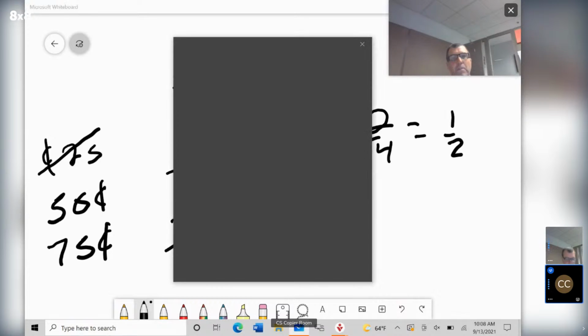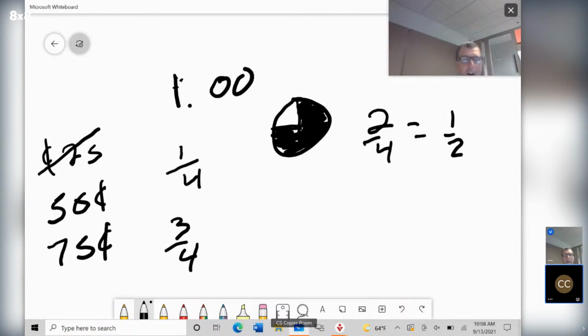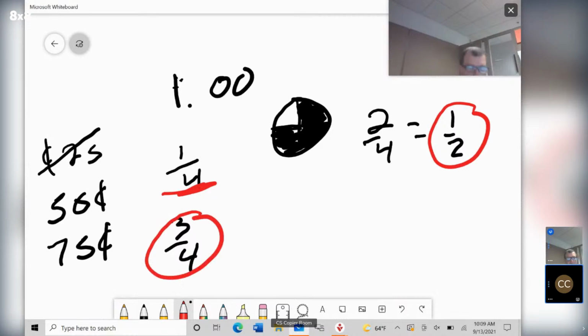So just remember, when we're doing fractions, all a fraction is, it's a part of a whole, usually less than a whole. So if we're starting with $1, each quarter is going to be a fraction of a dollar. So if you have 1/4, that would be 1/4. If you have 50 cents or 2/4, that's going to be 1/2 of a dollar. And if we have 75 cents, that's going to be 3/4 of a dollar. Okay.